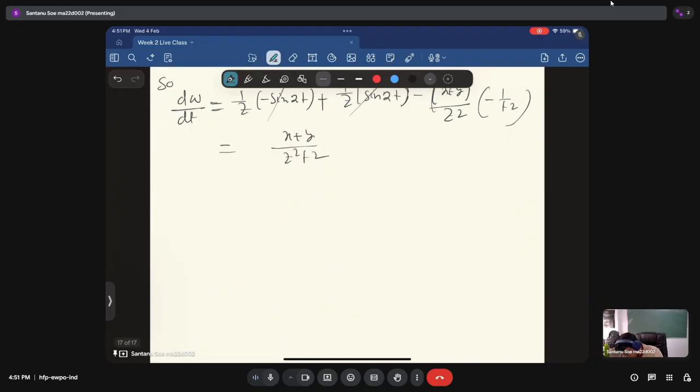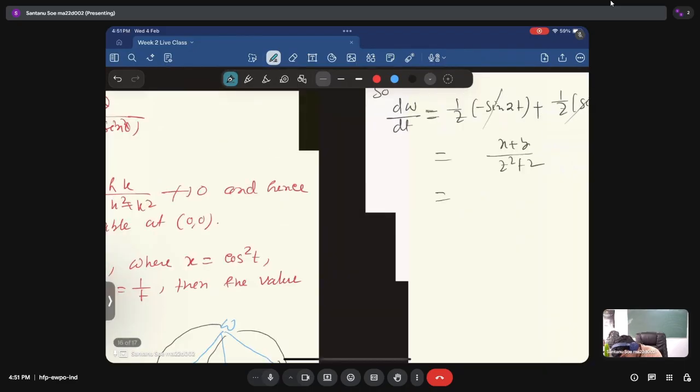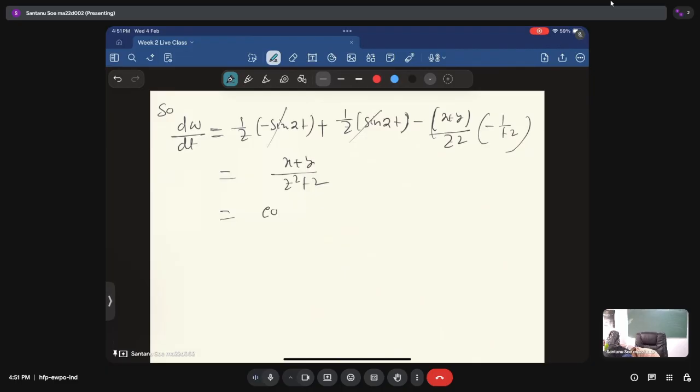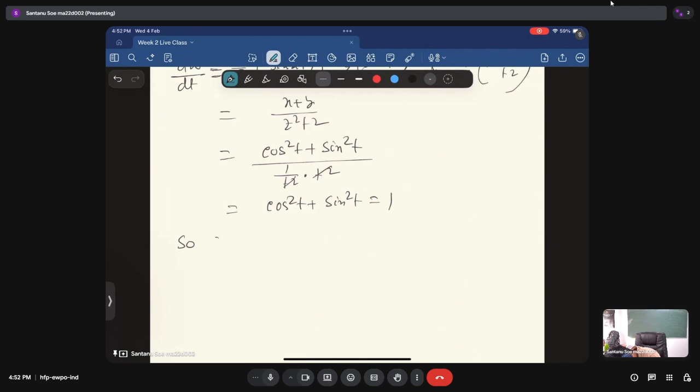Okay, so now we can put the values of x, y, and z. x was cos square of t and y was sin square of t. So this will be cos square of t plus sin square of t divided by 1 by t square into t square, because z was 1 by t. So this gets cancelled out. So this is cos square of t plus sin square of t, which is 1. So dw by dt is 1.